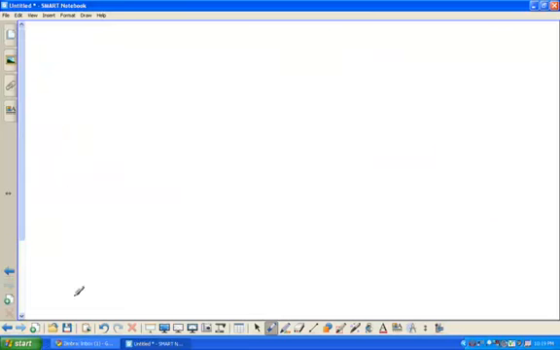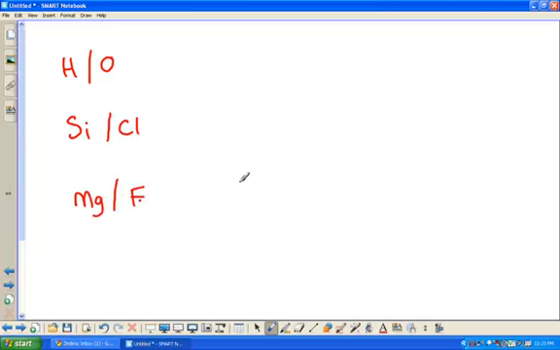All right, let's just do a couple more and then we'll end. HNO, silicon and chlorine, magnesium and fluorine. Alright, so it's not a bad idea to get out your textbook and find the electronegativity table. It's kind of an interesting looking thing. It's presented in 3 dimensions with the, well, you'll see it.